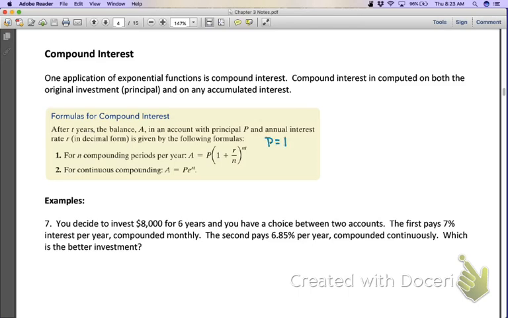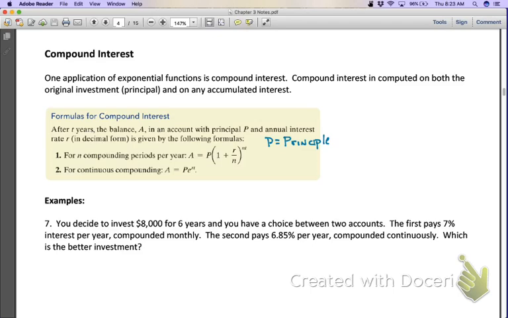P is always your principal. Okay, not Dr. Adams. Okay, different kind of principal. Not Mr. McNorman. Again, different kind of principal. It's basically your starting initial amount.